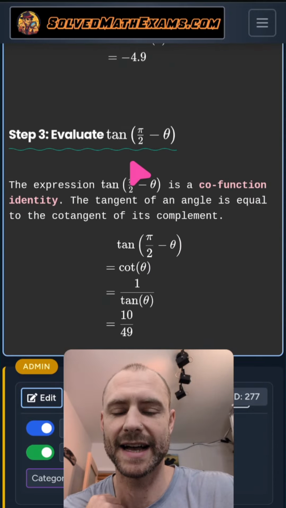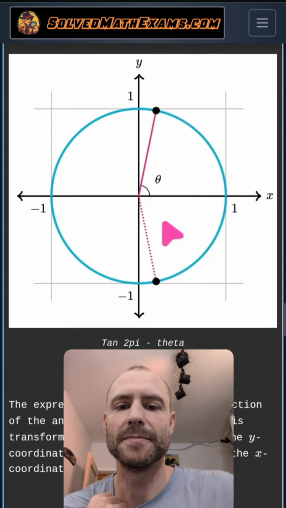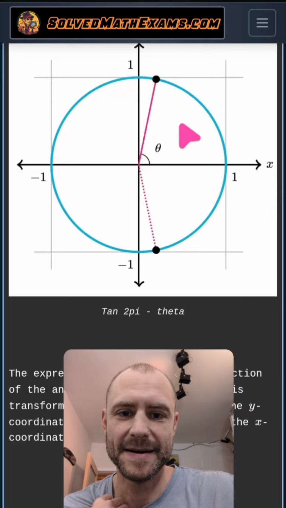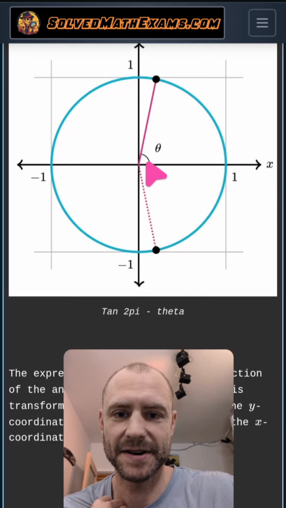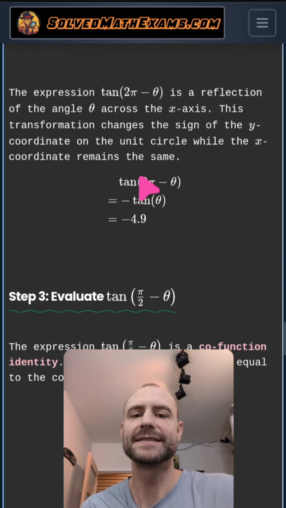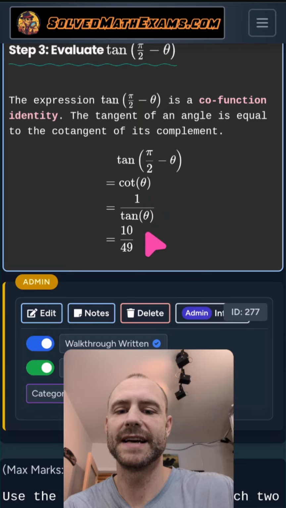And then finally, for the last one, pi over 2 minus theta. Let's use this picture. Pi over 2 is 90 degrees. And then minus theta brings us down to about here. I don't have a picture for that last one, but it's about there. This one is a much different slope. This one is the reciprocal. So it's still positive, but that's why we're going to get the flip, which is 10 over 49.